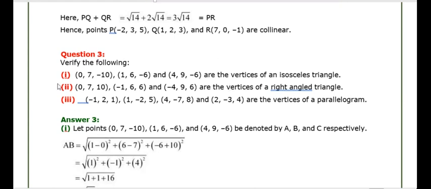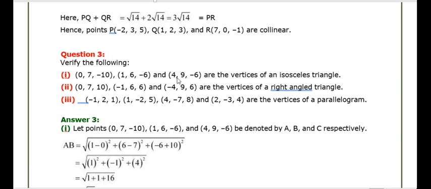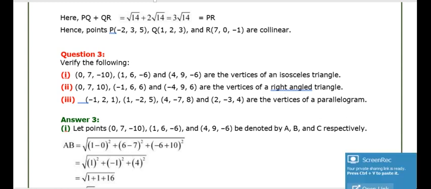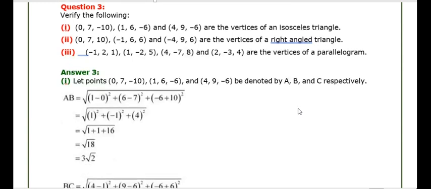Okay, here question number 3, part 1. The first question is 0, 7, minus 10; 1, 6, minus 6; and 4, 9, minus 6 are the vertices of an isosceles triangle. We have to prove that. Now you are familiar that if a triangle is isosceles, then two sides are equal. The next question is right angle. You are familiar with how to prove an angle is a right angle, which means you have to apply the Pythagoras theorem. And the last one is a parallelogram. So let us see how to prove the first one.